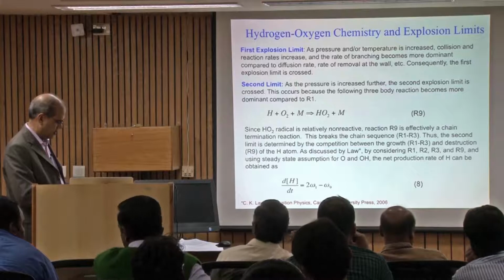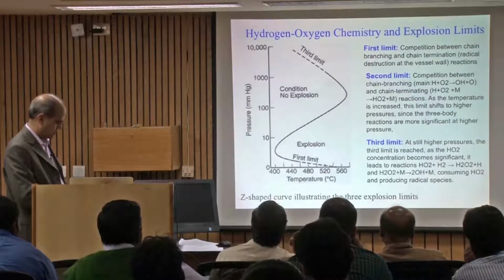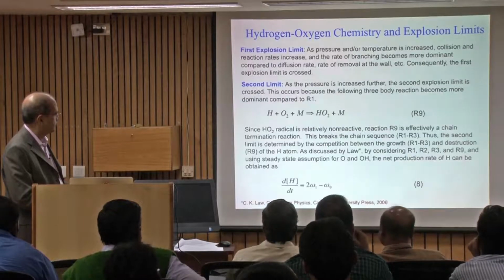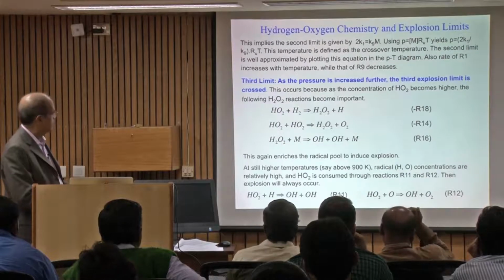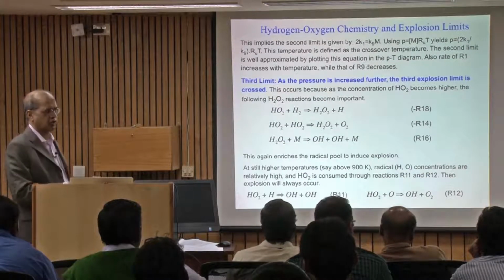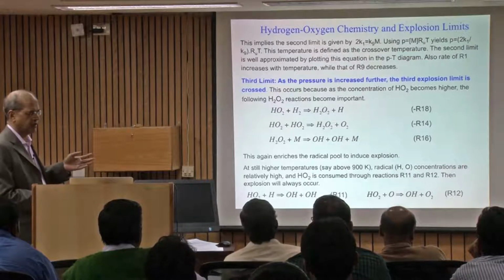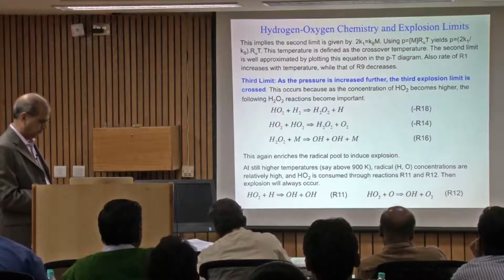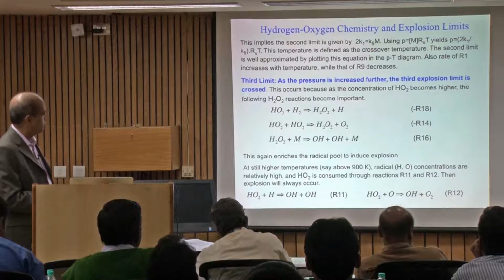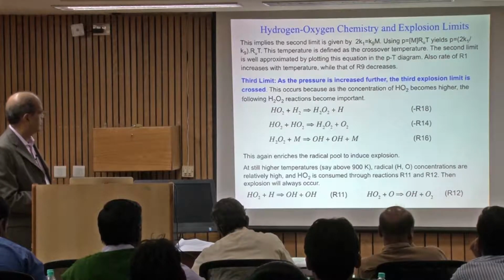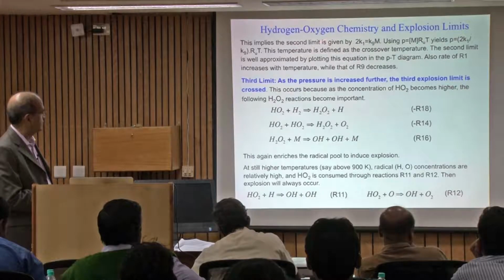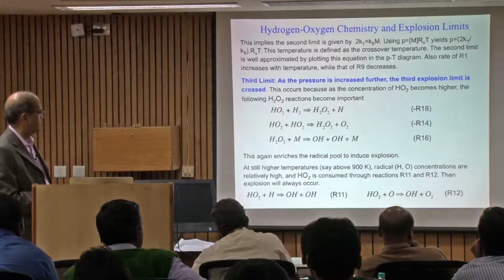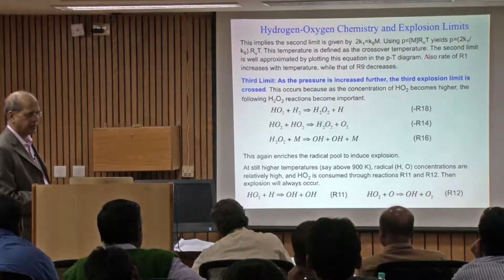And in this context, the temperature you get, sorry, I'm shifting too much here, this temperature is called the crossover temperature because you are crossing over from the first limit to the second limit. As it says there, first let me read this. This temperature is defined as the crossover temperature. The second limit is well approximated by plotting this equation in the same pressure and temperature diagram.